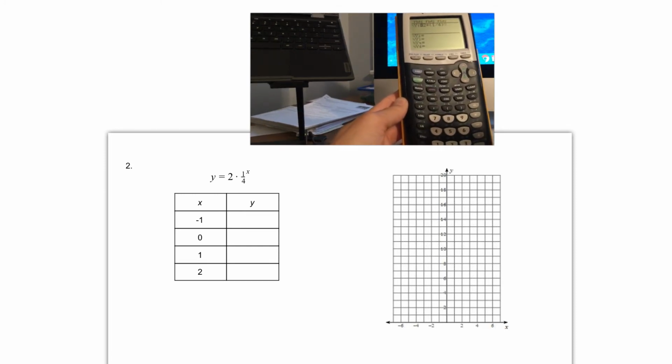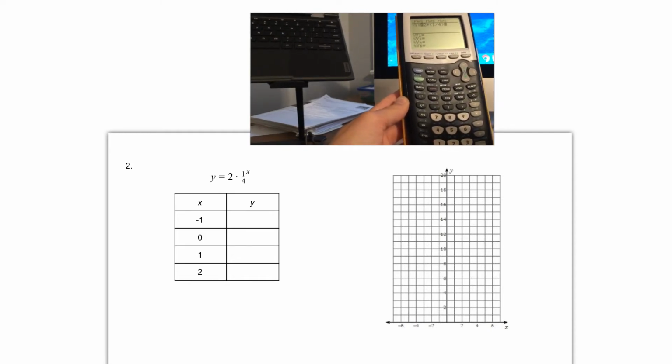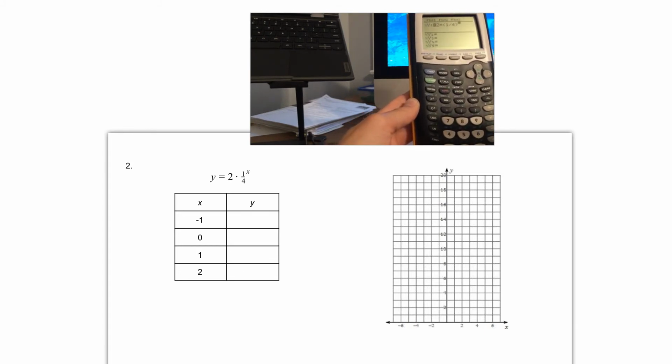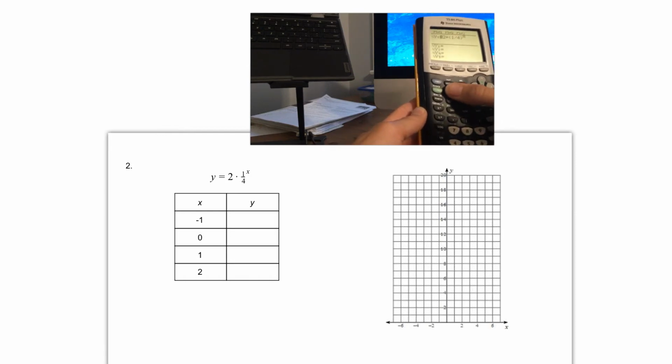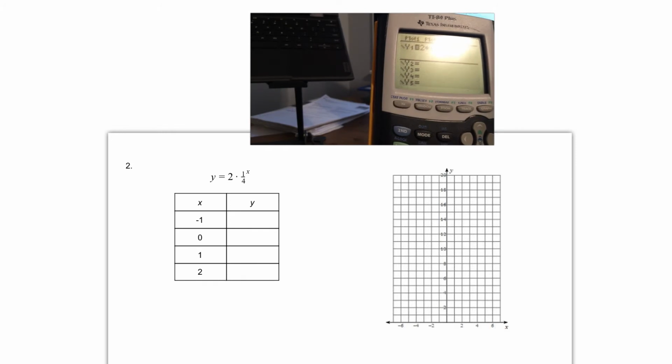And I'm going to raise that to the x. Remember, my exponent key is right above the division sign, which is this button right here that I'm pointing at. When I hit that, again, remember that cursor goes up to the top. And I'm going to use my variable key. The variable key is right to the right of the alpha key and to the left of the stat key. I'm going to push that button, and it will show that it's raised to the x. So it looks like this.